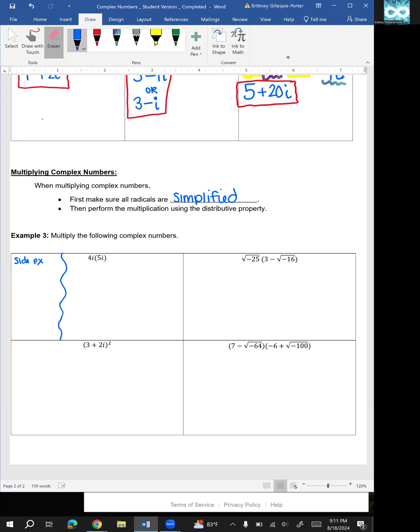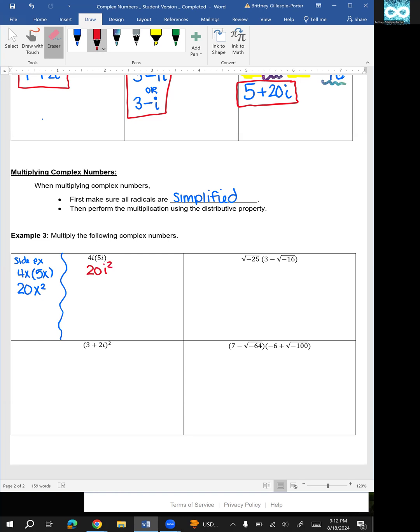If I had 4x times 5x, you know that you would multiply the 4 and the 5 to get 20, and x times x gets us x squared. When we're looking at our 4i times 5i, we're going to be doing the same thing. 4 times 5 gets us 20. i times i gets us i squared.